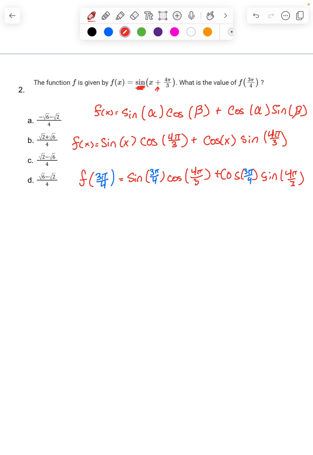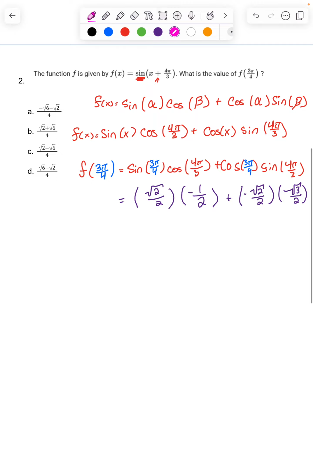And then now all we have to do is simplify. So sine of 3 pi over 4 is actually the negative square root. Sorry, it is not negative. It is square root of 2 over 2. Cosine of 4 pi over 3 is negative 1 over 2. Plus cosine of 3 pi over 4 is negative square root of 2 over 2. Sine of 4 pi over 3 is equal to negative square root of 3 over 2.